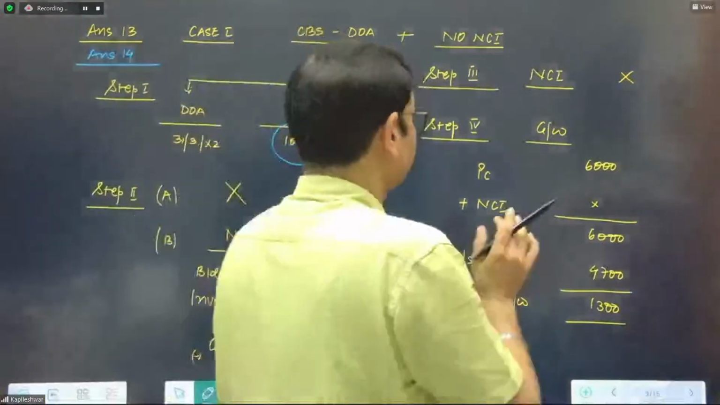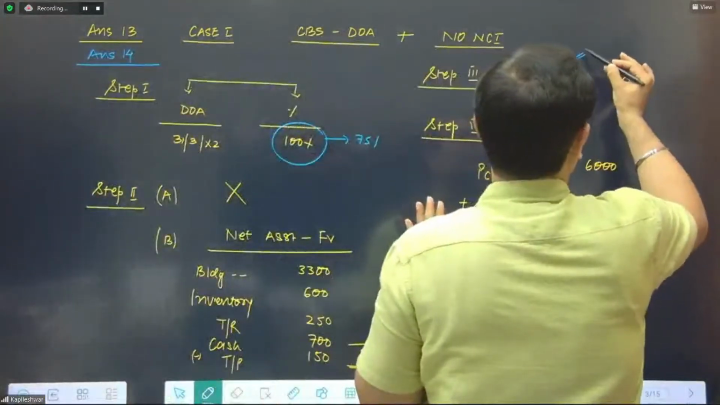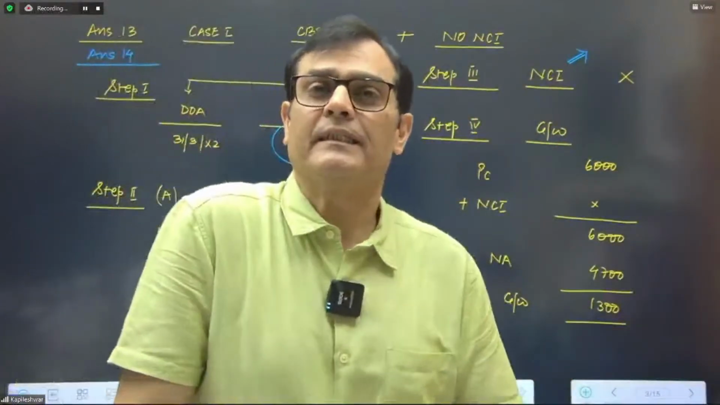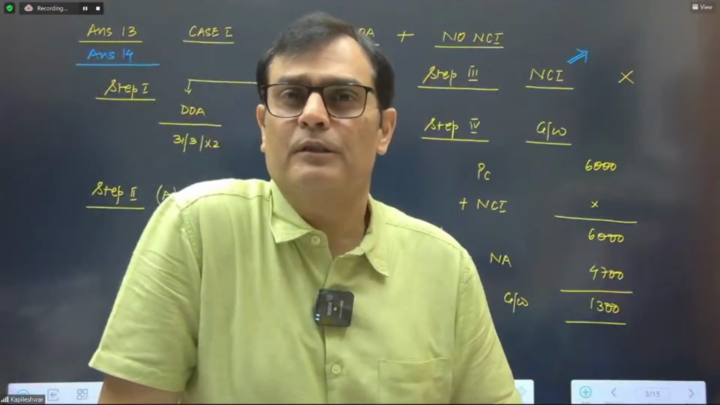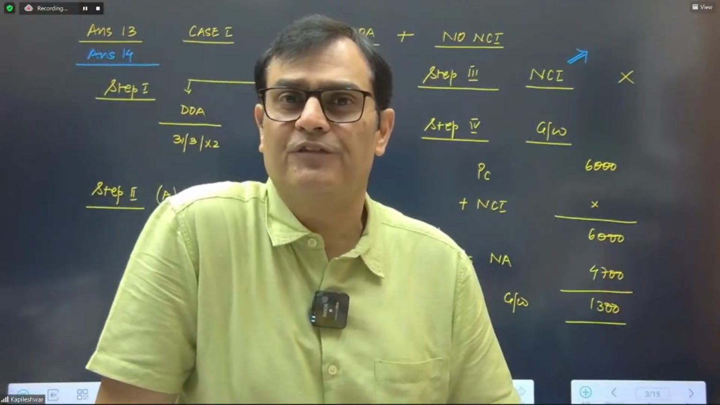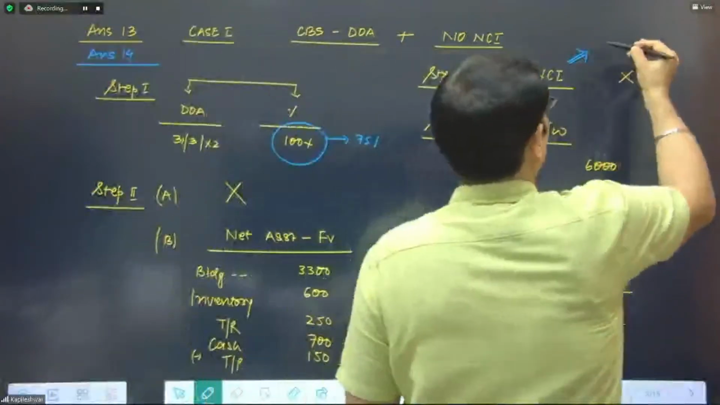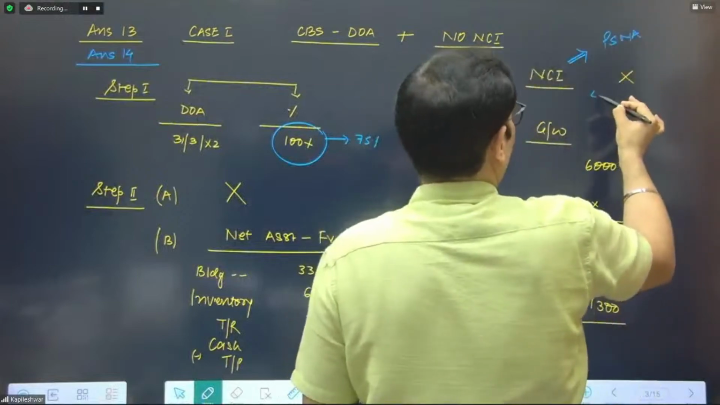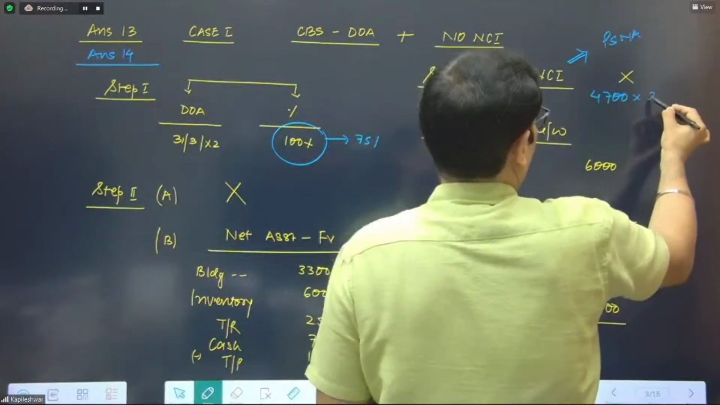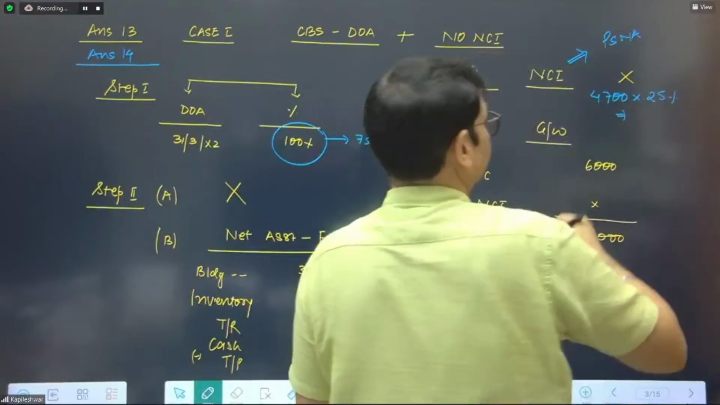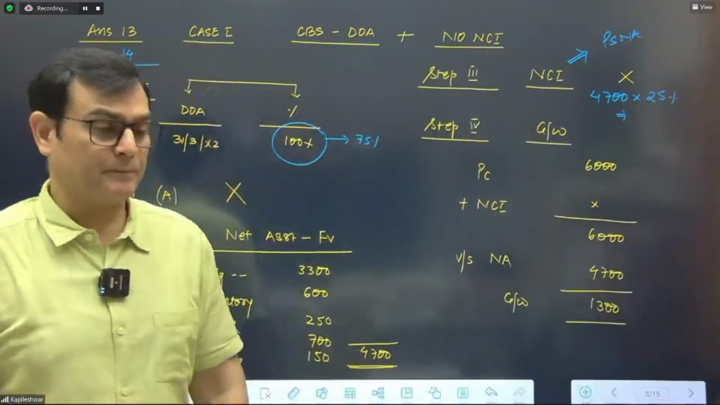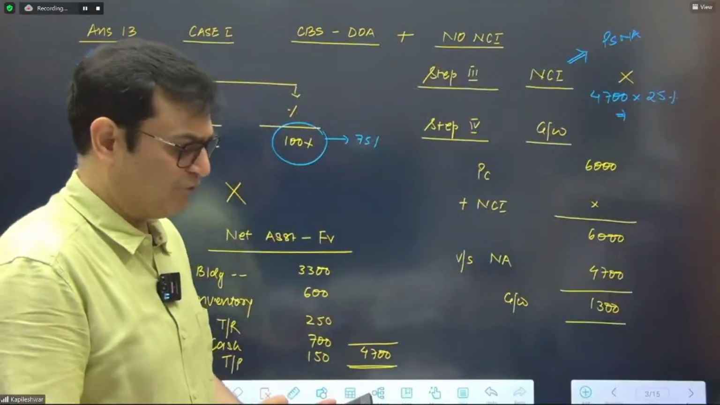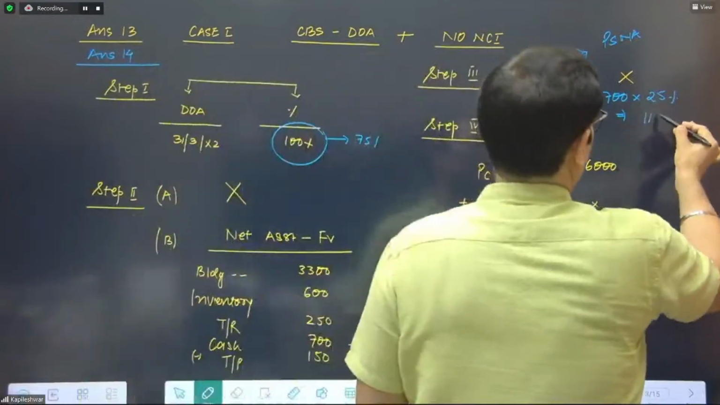Let's go to step number 3. NCI is to be taken at what value? Is it to be taken at fair value, or at PASNA? I am nowhere given in the question the fair value of the NCI. So I think we comfortably go with NCI at PASNA. For this purpose, 4,700 is the net assets computed and 25% belongs to the NCI. So we consider 4,700 into 25%. That's 1,175.